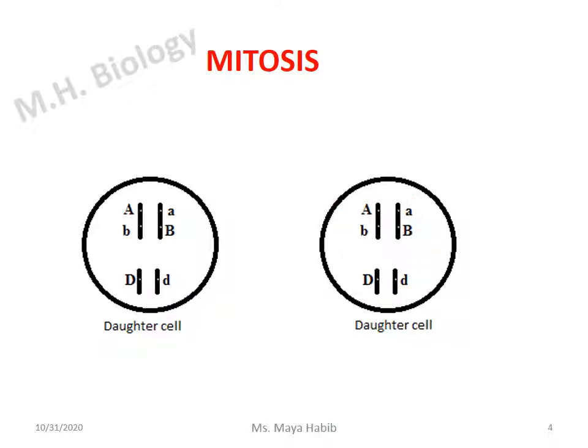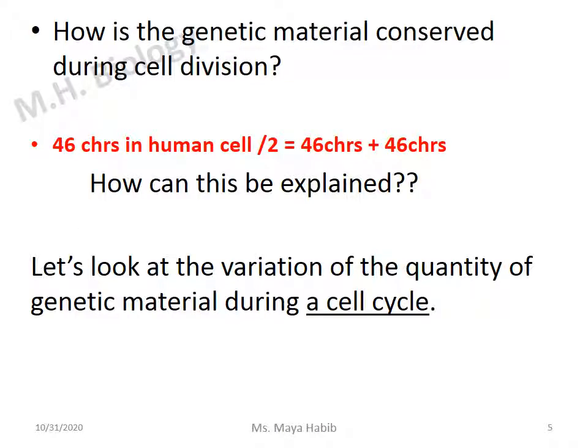Of course, if you think deeply about mitosis, you will find a conflict. If a cell contains 46 chromosomes, and this cell underwent mitosis by distributing its genetic material equally among two daughter cells, then, how can you explain the following? 46 chromosomes in a human cell is divided among two daughter cells and this resulted in 46 chromosomes in one daughter cell and 46 chromosomes in the other daughter cell. So, am I saying that 46 divided by 2 is equal to 46 plus 46?